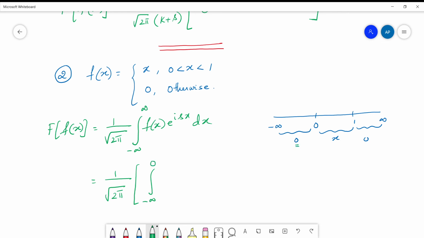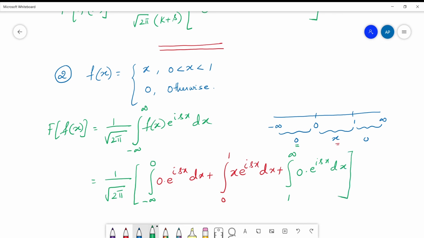Again we have 0 here, so it is 0 into e power isx dx, and between 0 and 1 the function is x, so it is x e power isx dx. And again the last integral is from 1 to infinity, it is 0 into e power isx dx. You see that? So now, of course, the first and the last are again becoming 0. It's not always so, but in these problems it happens to be zeros.